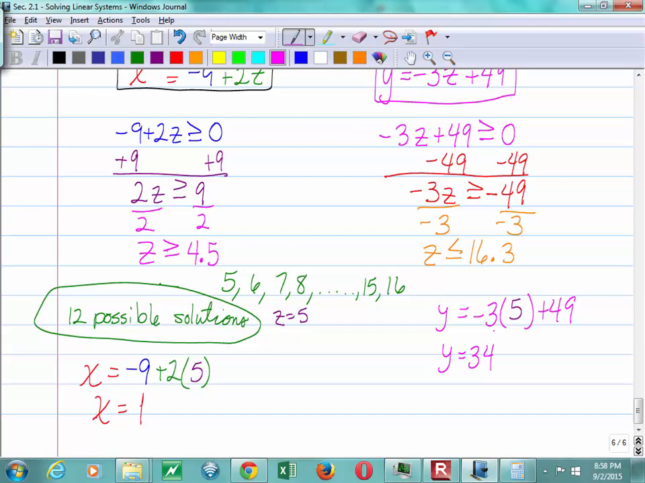Okay, so the solution with the smallest possible number of spoons would be 1 knife, 34 forks, and 5 spoons.